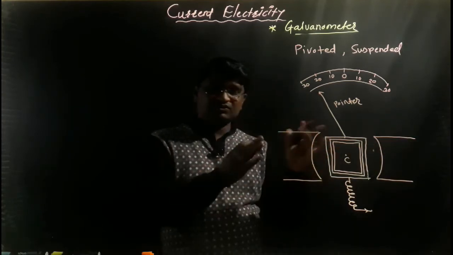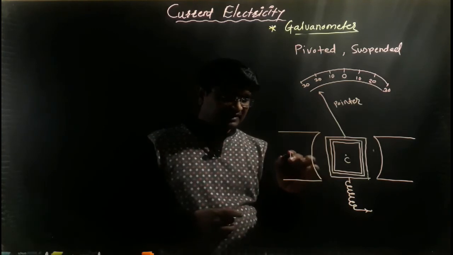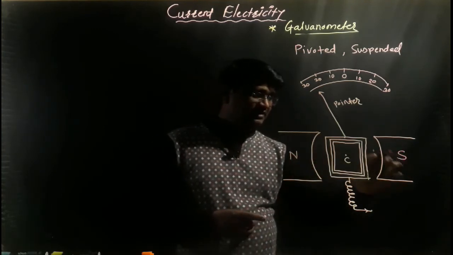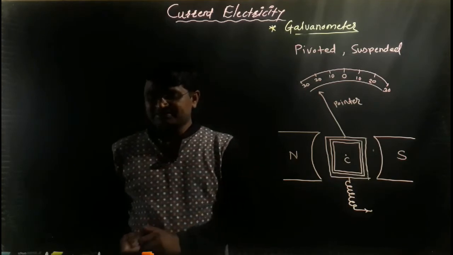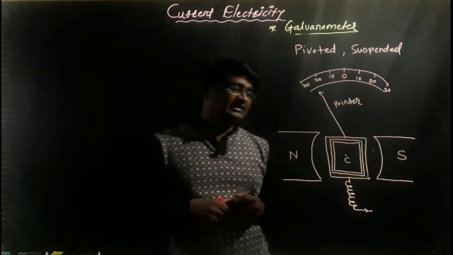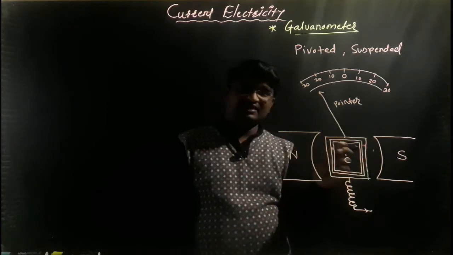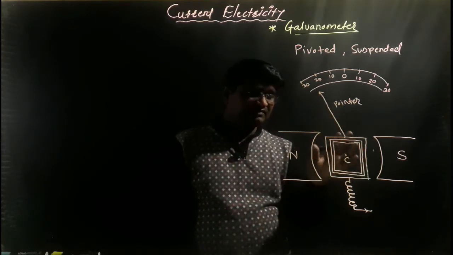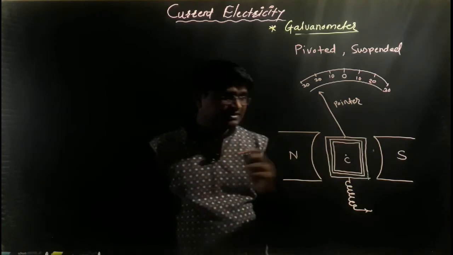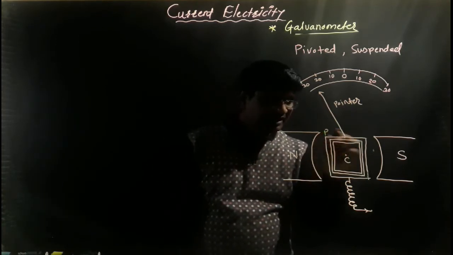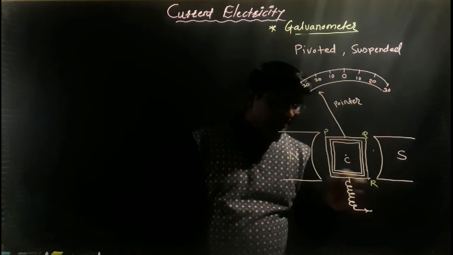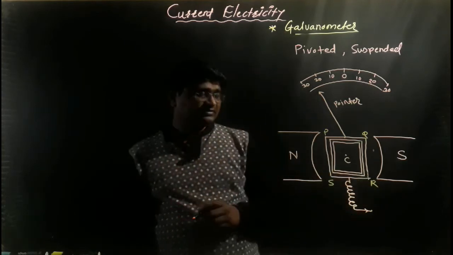They produce a strong uniform magnetic field between them, that is the N pole and this is the S pole of the horseshoe magnet. After that, let's see how it works. If this rectangular coil having an iron core is present in the uniform magnetic field, this coil will be denoted by P, Q, R, S, and we know that very well.